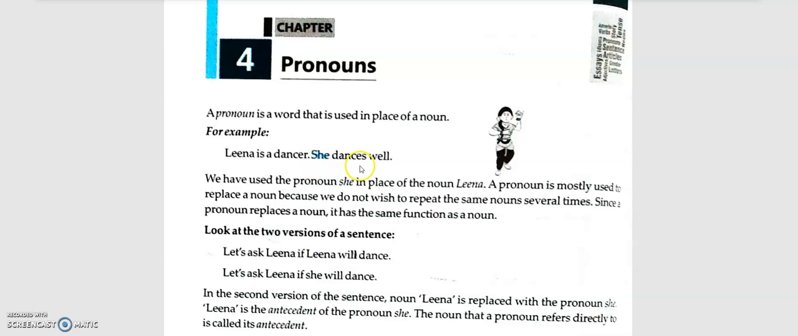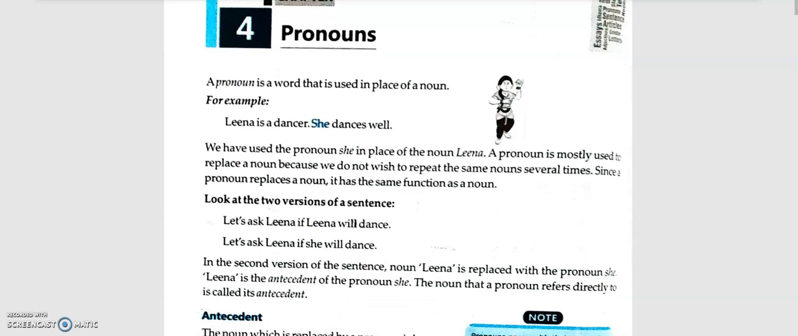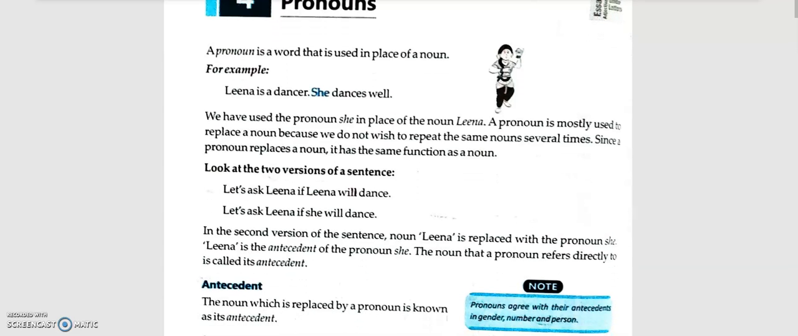You see, there is repetition. We do not want to repeat a noun again and again in a sentence. Okay? So, we will use a pronoun instead of that noun. Now, Lina is a girl. So, the pronoun used for the girl, that is for feminine, is she. Lina is a dancer. She dances well. Okay? So, we have used the pronoun she in place of the noun Lina.